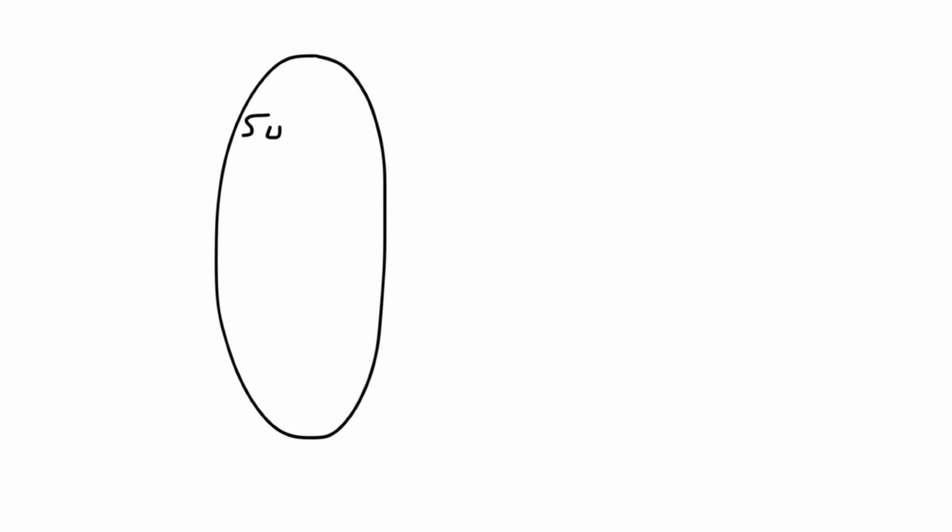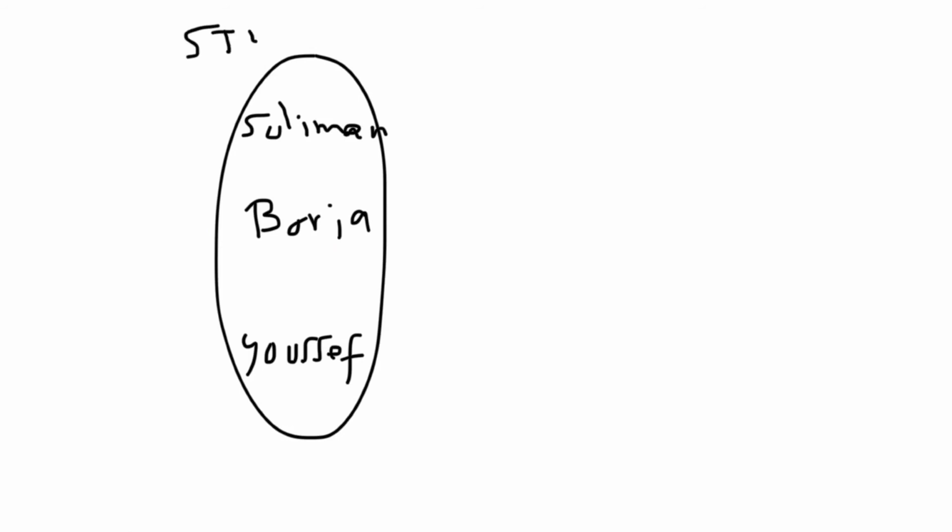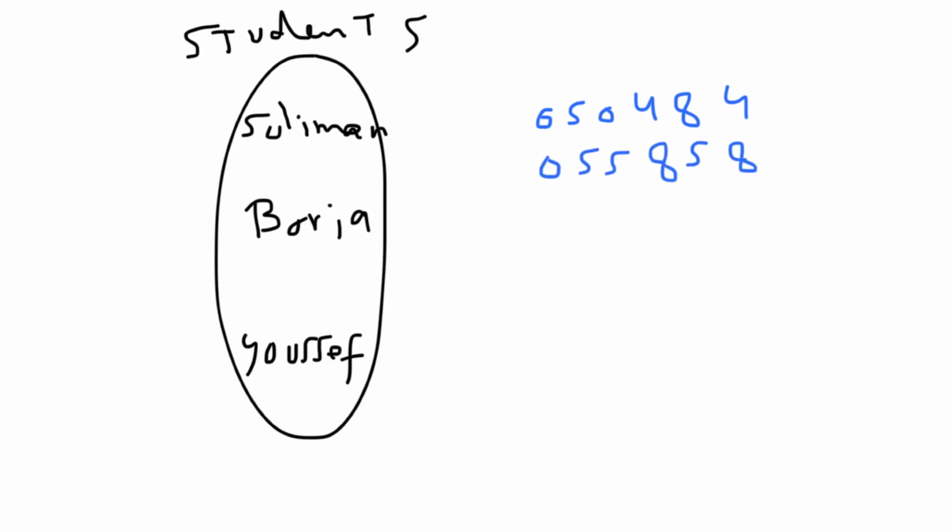Let me take the same students. Sulaiman, and Borja, and Yusuf. Now, these are my students. How about the mobile numbers? Sulaiman, how many mobile numbers do you have? 2. Very good. Can you just give me the first 3 digits? 050. After the 050, 484. And the other one? 055, 858. Okay, very good.